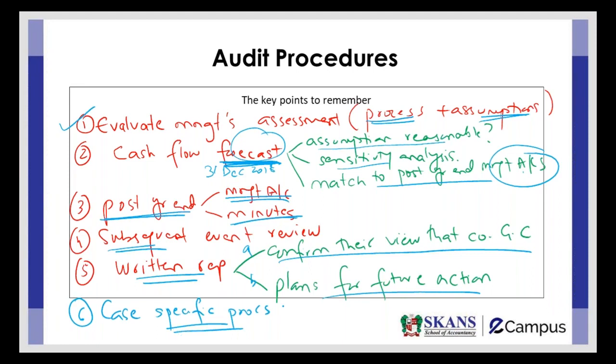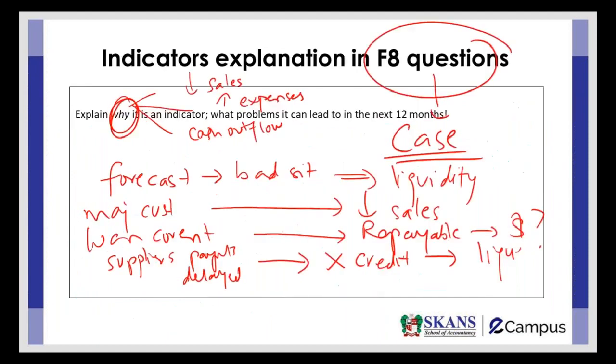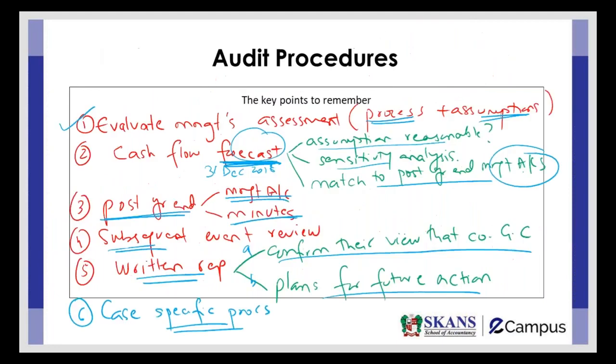So for example, if the indicator is loss of major customer, my procedure would be inquire from the management, have they found more customers? If it's loan covenant, my procedure would be inspect the agreement to confirm how much or whether all of it is payable or not. If it's the supplier who is upset, I can check the correspondence to determine whether they are actually going to withdraw cash or not.